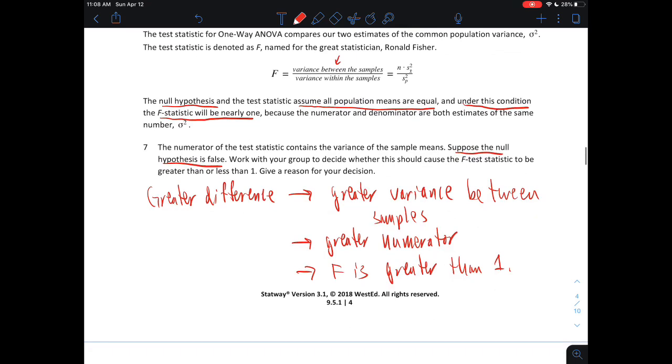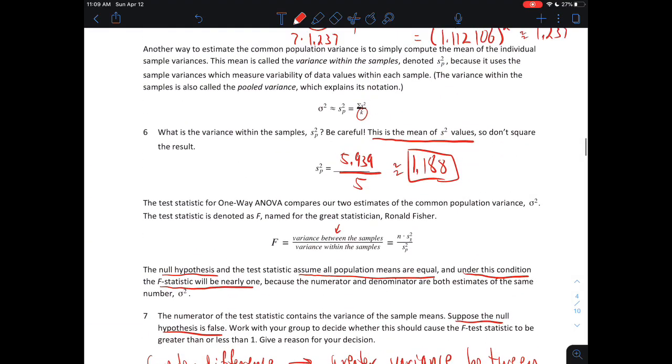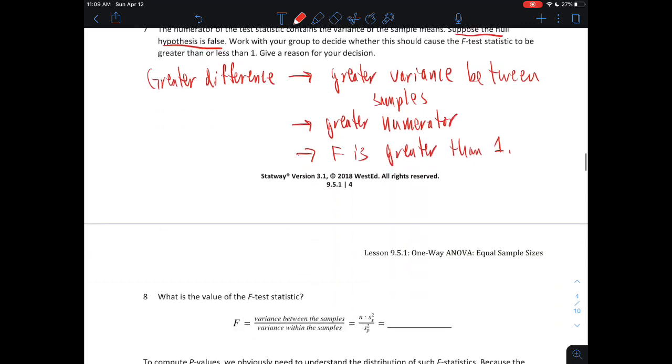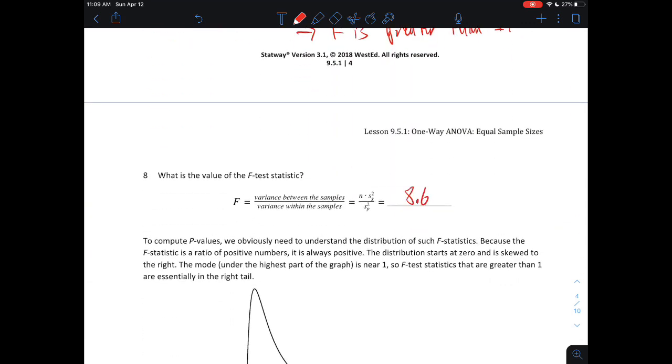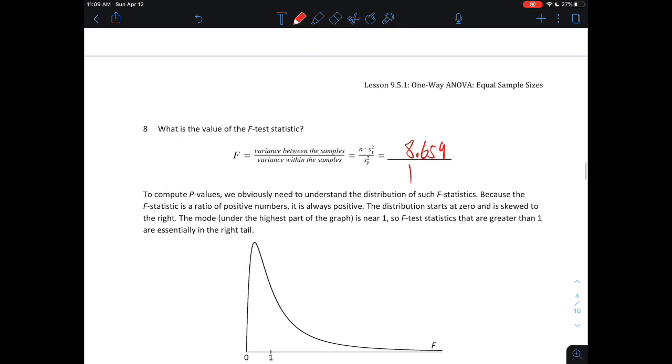Turning the page, what is the value of our F test statistic? Here we're just going to take our two previous answers. We had 8.659, and then we divide that by 1.188. You can already suspect that our numerator is greater, so we're going to get an F test statistic that is greater than 1. So 8.659 divided by 1.188, and we get approximately 7.289.